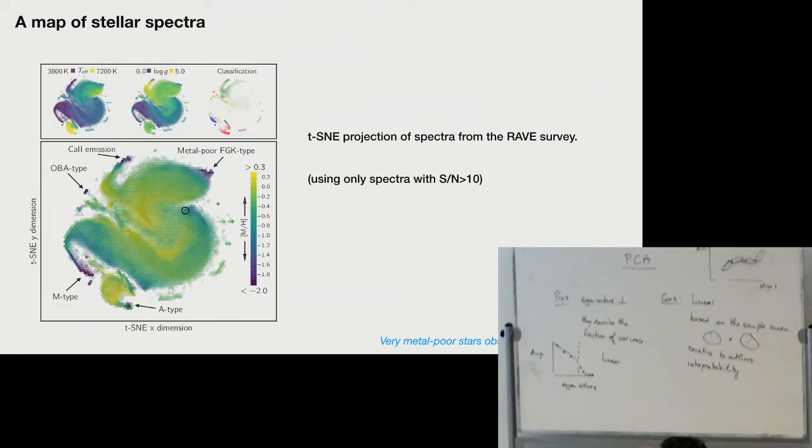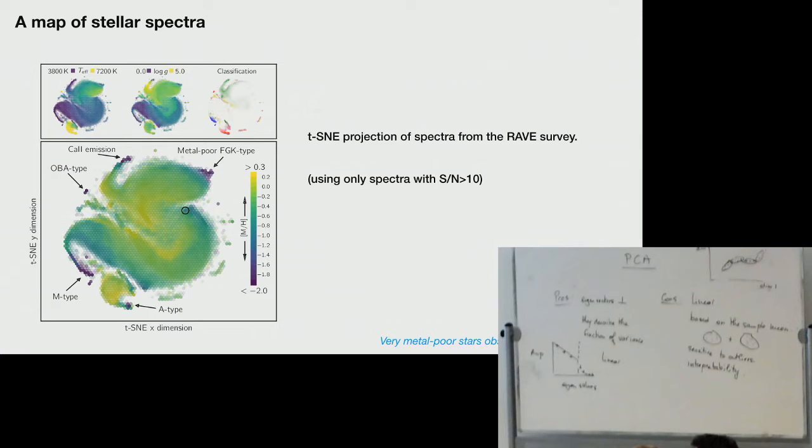So we have 2 axes here. Those axes do not mean anything. Those are the 2 dimensions of the t-SNE projection. But what is interesting is that we can start to find interesting regions with different properties. Starting from a mess of thousands of spectra, one can reduce the dimensionality and obtain a very meaningful visualization here. And you can do that for any data set that you have.